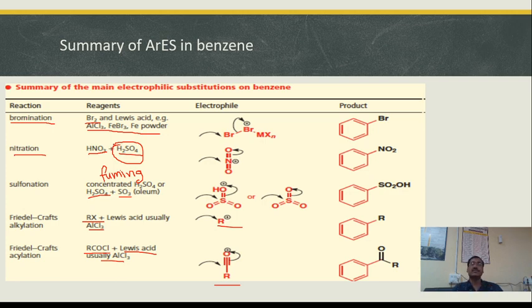Recall the nitration reaction where, in addition to nitrobenzene, you get water as a byproduct. That water has to be taken away by some dehydrating agent, otherwise the equilibrium will shift in the backward direction. So H2SO4 plays two roles. Number one, it helps in the generation of the attacking electrophile, the nitronium ion, and number two, it takes away the water formed as a byproduct in the last step. So this is all about the aromatic electrophilic substitution reaction.